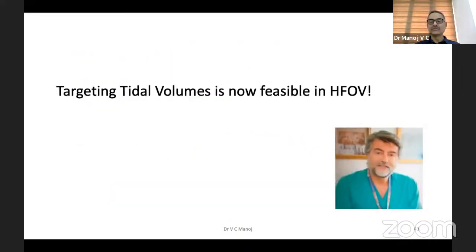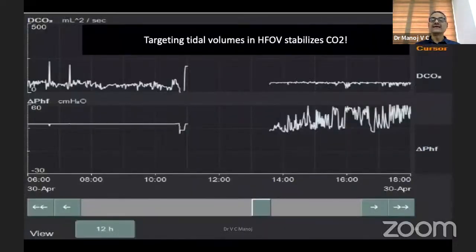But now, thanks to this man, targeting tidal volumes is feasible in HFOV, and it has now resulted in a stable DCO2. This is when you do not target: you have a delta P that you set and the DCO2 varies. Whereas here, you don't set the delta P or amplitude when you target tidal volume. You just set the tidal volume, and to deliver the tidal volume, whatever delta P is required, the machine gives. And you have a stable DCO2. This is how tidal volume is targeted in high frequency ventilation.